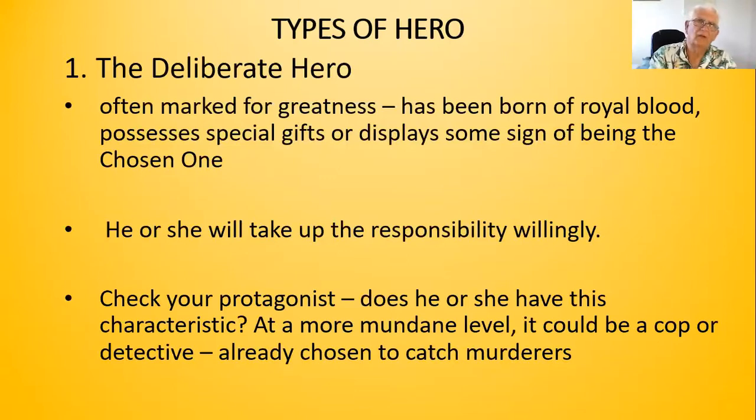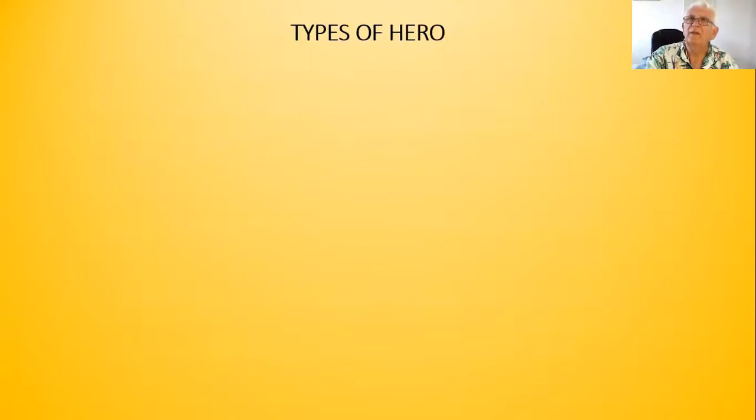And you might say, oh, no, I haven't written anything that's an historical saga or a fantasy that might have kings and princes in it. But at a more mundane level, could it just be that the cop you're writing about or the detective in your detective story is someone already chosen to catch murderers? This is their profession. This is where they're headed. So they are a deliberate hero. This is what they are set out to be in your book.